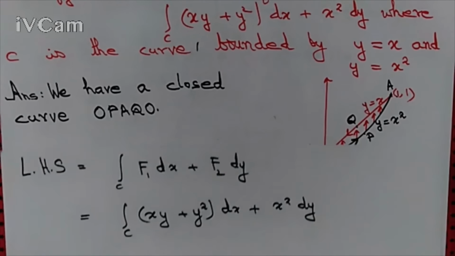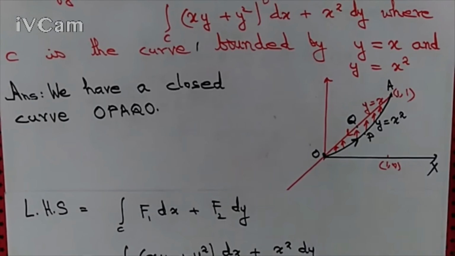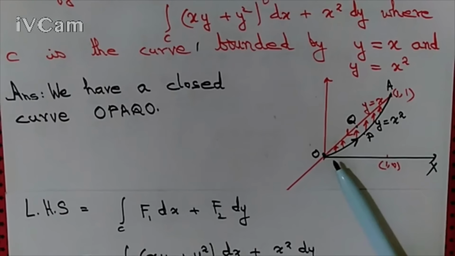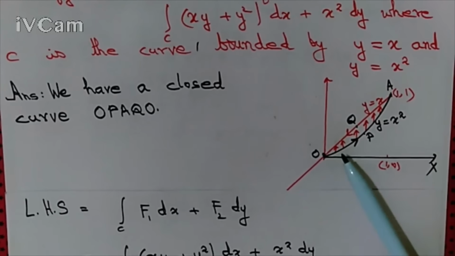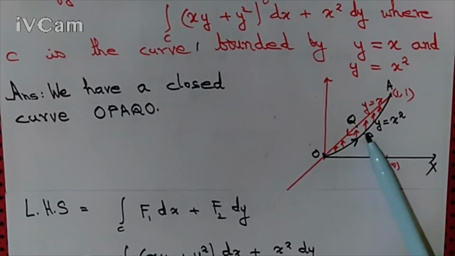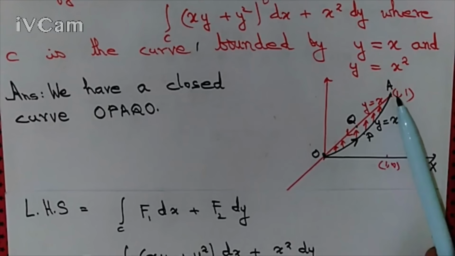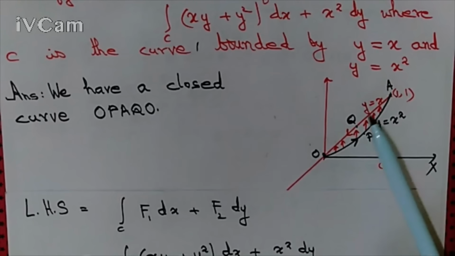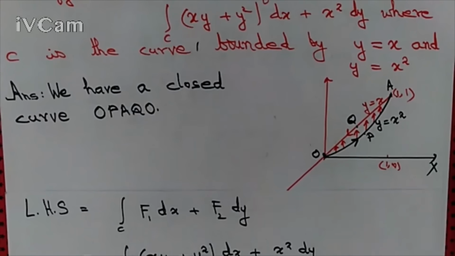Now if you look at the figure, the closed curve consists of moving from O, or you can start from any point, but I always move in anticlockwise direction. From O we may move along the curve P to the point Q, A, and then from A through Q back to O. So we have two kind of curves.